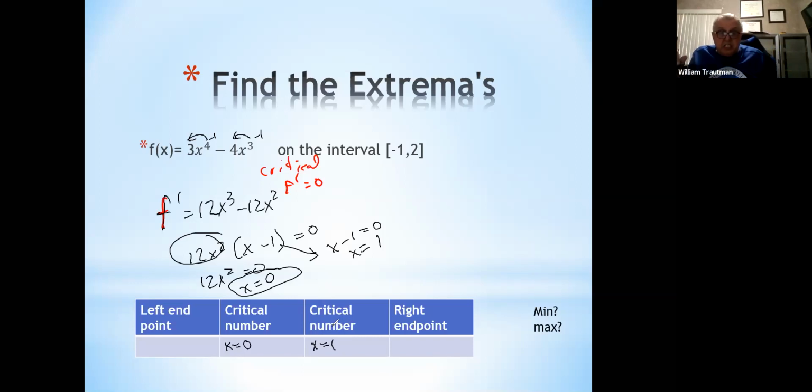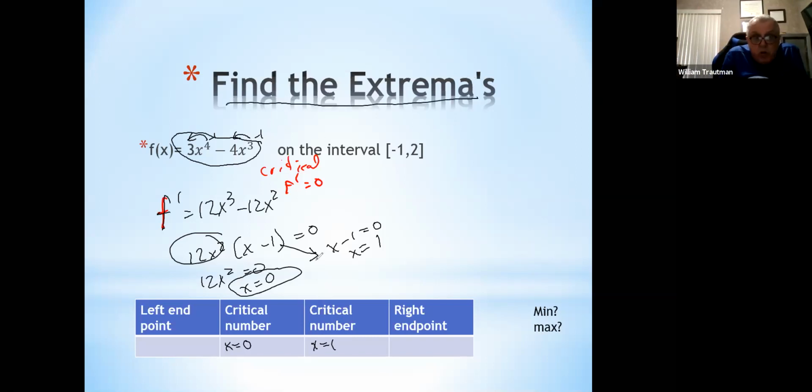Now, let's plug those two numbers into the original problem to see how high or how low they go. Let's do that first, and I'm going to talk about this question right up here. So we're going to plug in 0 first. If we plug 0 in, we get y equals 0.